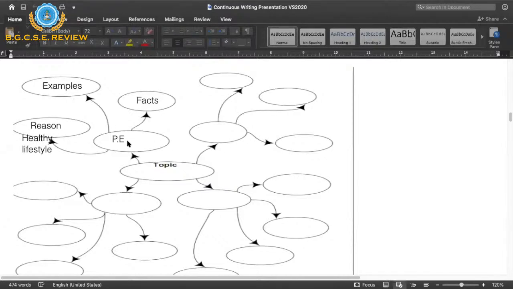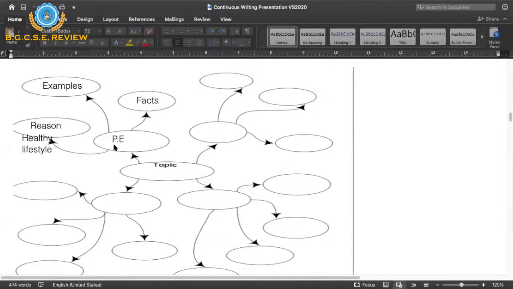So the first one, you may have PE. I want you to come up with some reasons, examples, and facts. Just jot them down. Remember, you're working now. I want you with your pens and your notebooks now, and I want you filling in this brainstorm chart. Okay, so I'm gonna give you 2 to 3 minutes to do that.